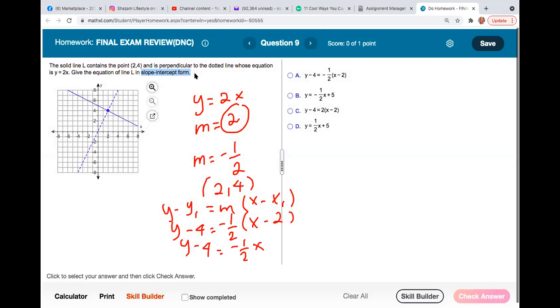-1/2 times -2 is going to give you a +1. And then you want to add the 4 to both sides. Remember, the problem specifically said they want it in slope-intercept form, okay? So that's y equals 2. So this becomes y equals -1/2 x plus 5.